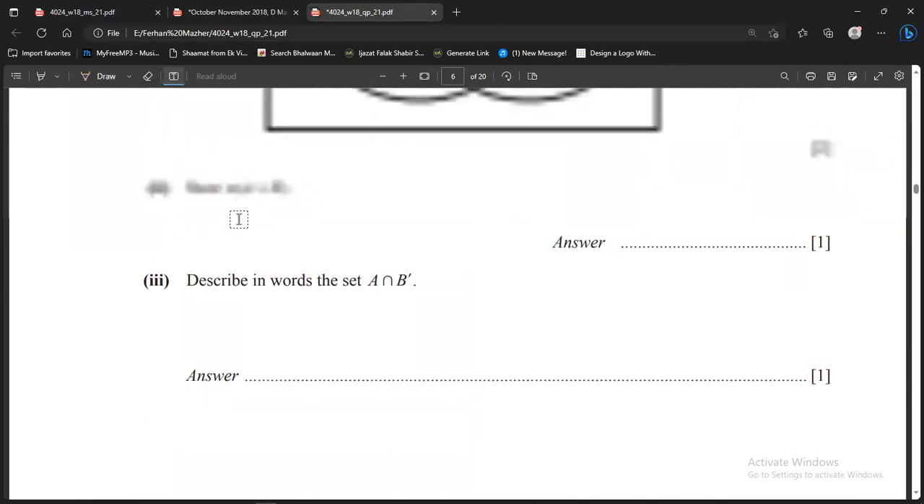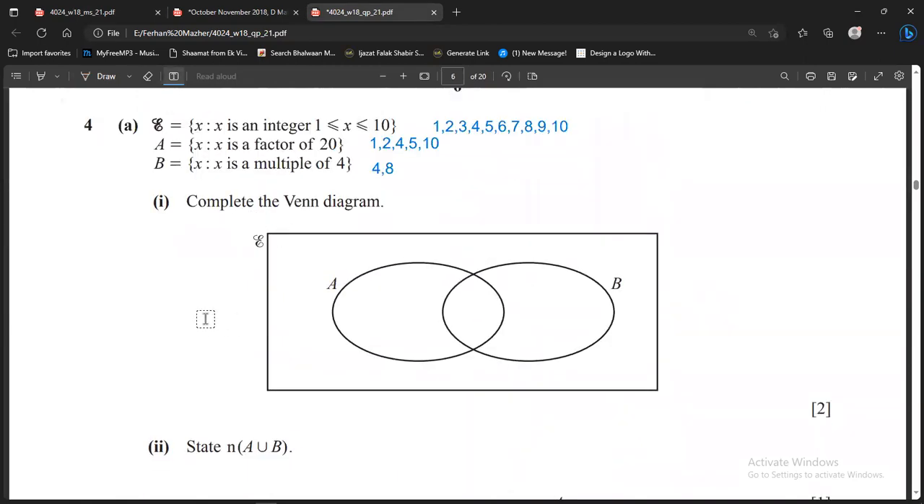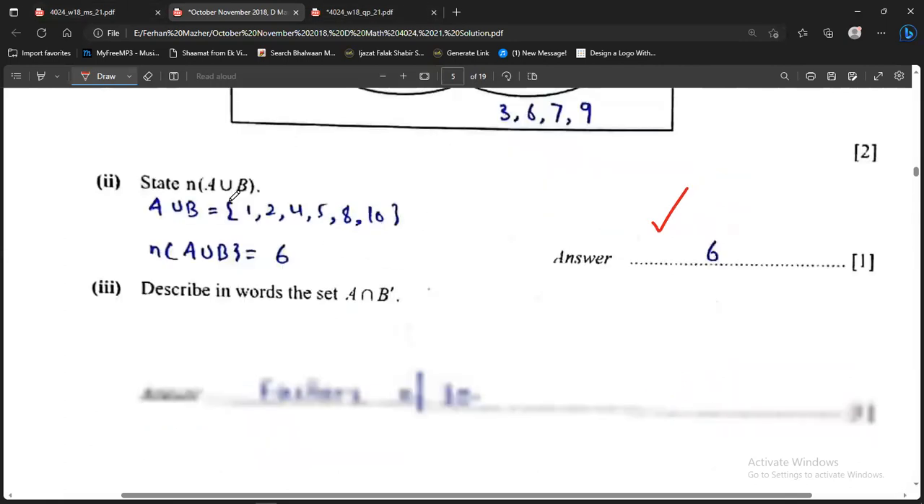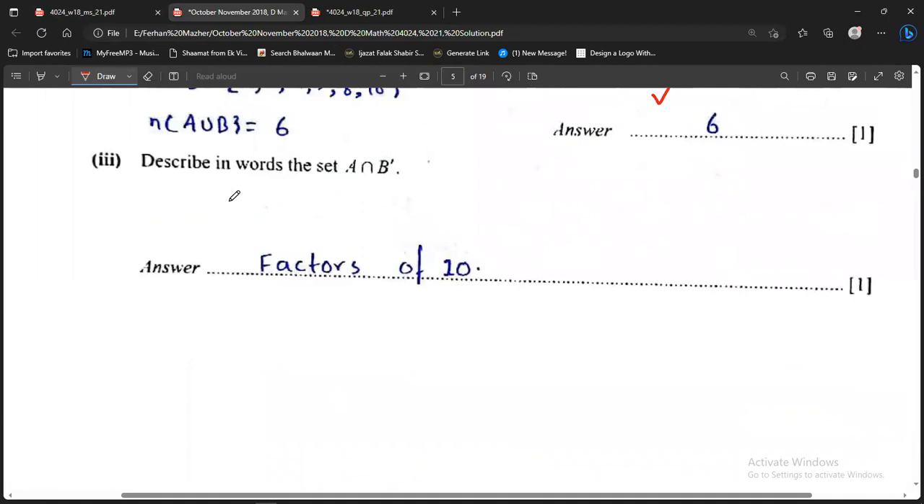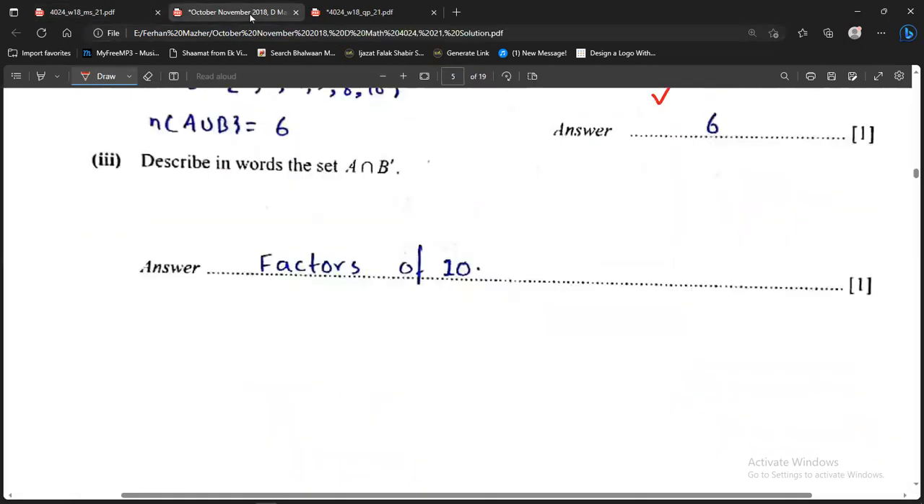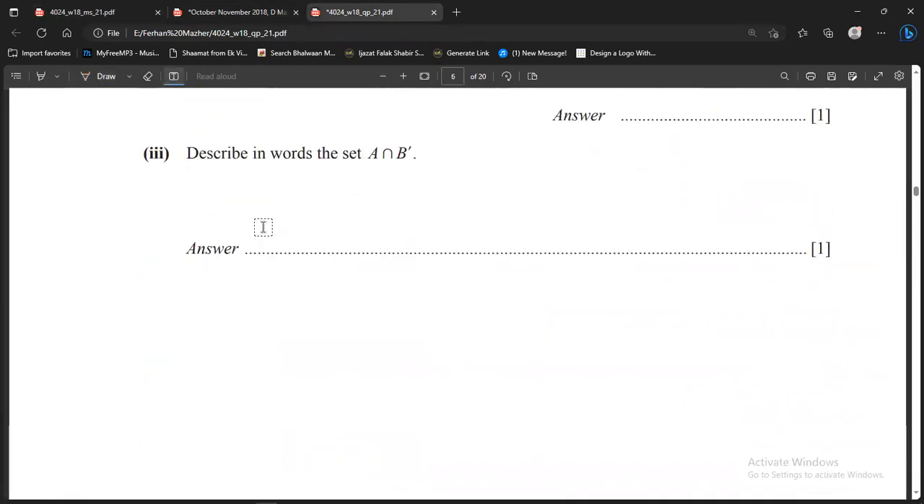Okay, then the question is, describe in words the set A intersection B complement. Okay, so A intersection B complement. So you have to remain outside the B and common with the A. So that is this portion. So it's 1, 2, 5, and 10. So 1, 2, 5, and 10, these are the factors of 10. They are factors of 20 also. Yeah. Factors of 10. Okay, so our answers are right.